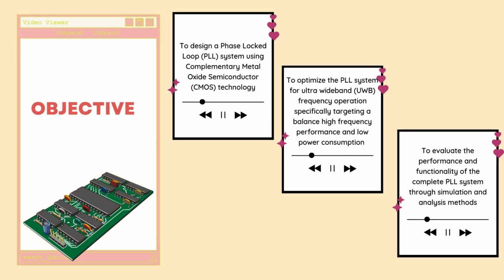Now, let's move on to the core objectives of this research. Our aim was to design a phase-locked loop (PLL) system using complementary metal oxide semiconductor (CMOS) technology. Second, to optimize the PLL system for ultra-wideband (UWB) frequency operation, specifically targeting a balance between high-frequency performance and low-power consumption, and third, to evaluate the performance and functionality of the complete PLL system through simulation and analysis methods.